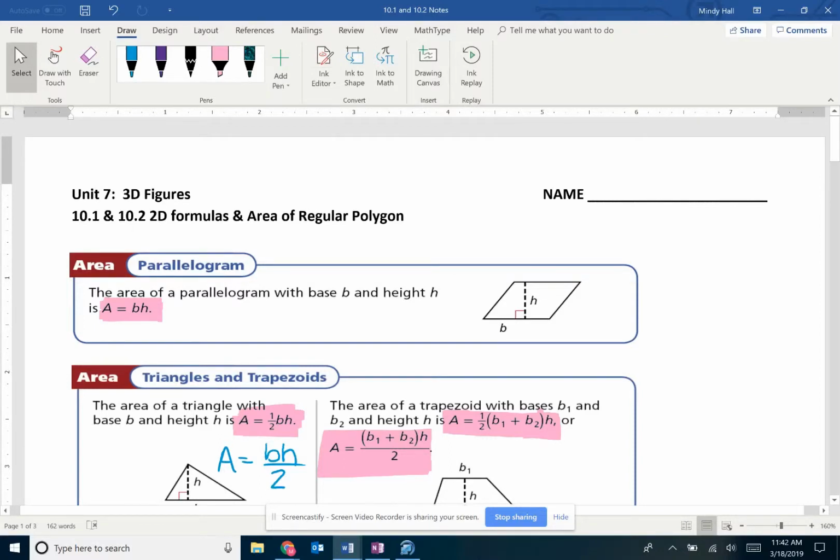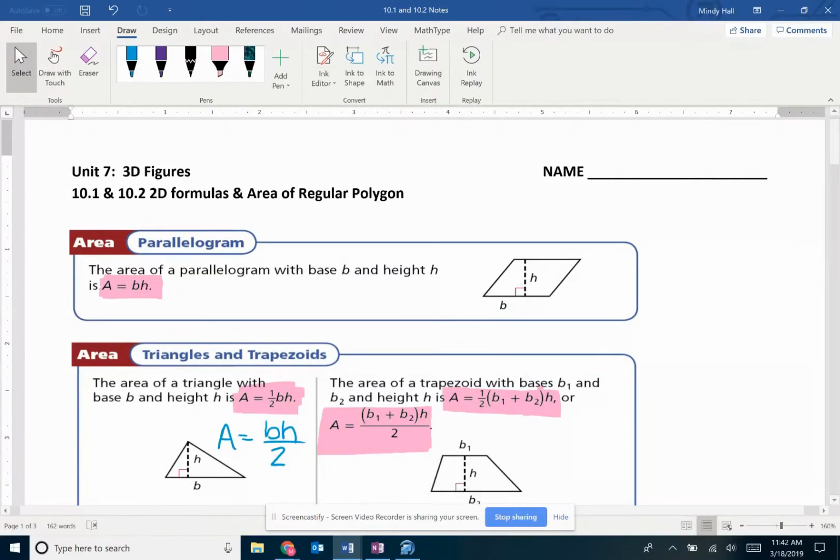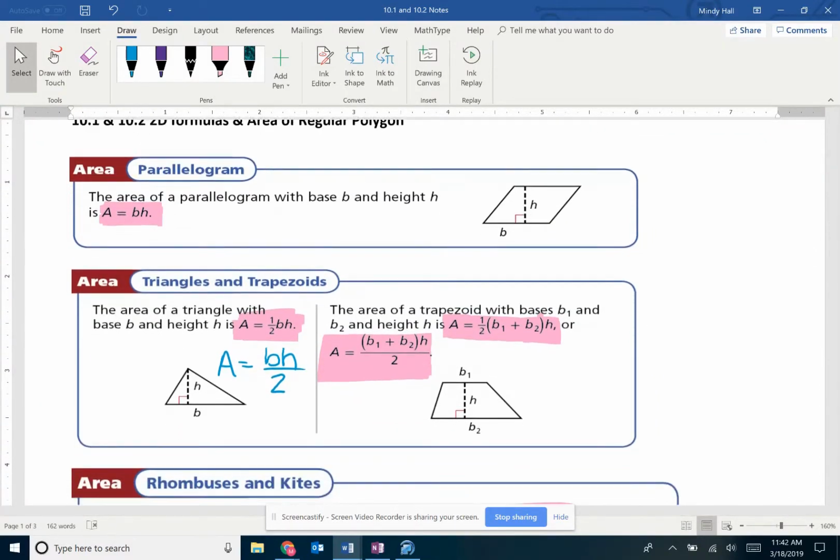Right, so we're going to be doing the area of different shapes. I've already gone ahead and highlighted the different formulas, and also quick little notes on how you can change how you write it if you so choose.